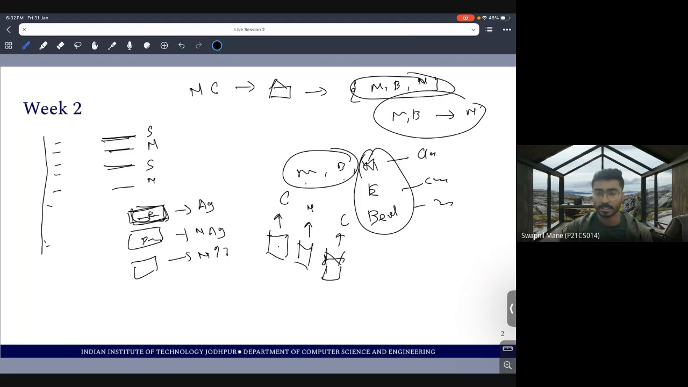So actually, the classification task is a supervised task. It is categorized as a supervised algorithm. So what is supervised? There is supervised learning, unsupervised learning, and reinforcement learning. There are three types of learning.